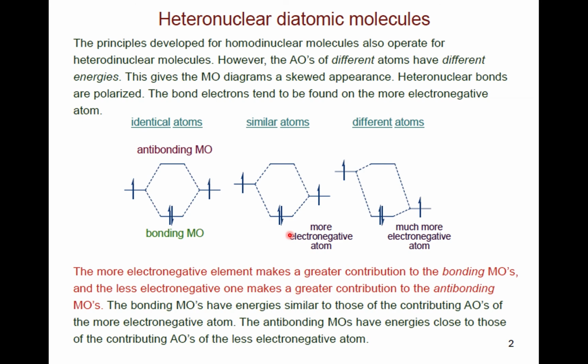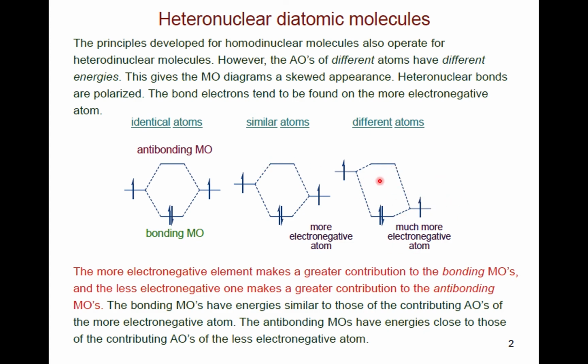All right, and here are the three types of molecular orbital diagrams that we'll see. If we have identical atoms like H2, we will get a strong bonding and a strong antibonding orbital. If we have two atoms that are close to each other, so maybe nitrogen and oxygen that are right next door to each other, the bonding orbital will look more like the oxygen, and the antibonding orbital will look more like the nitrogen. So the molecular orbitals look more like whatever atomic orbital they're closer to.